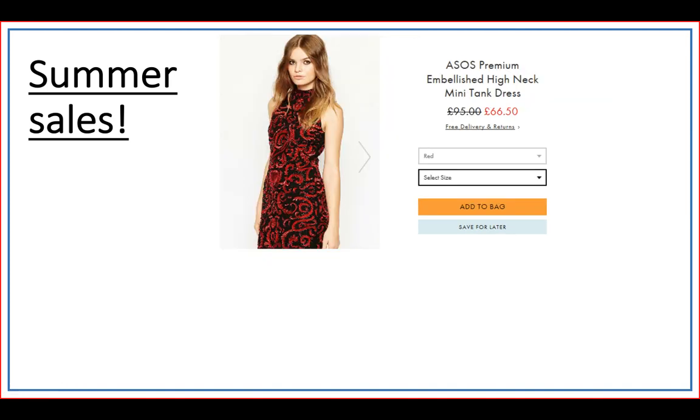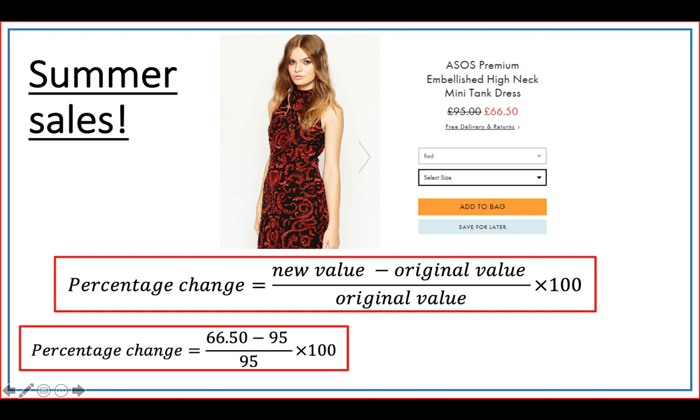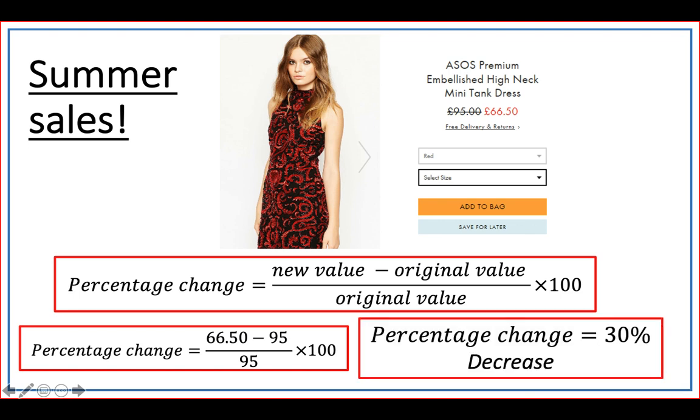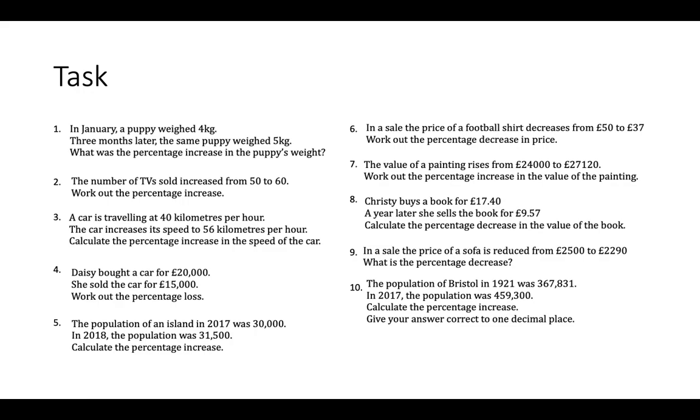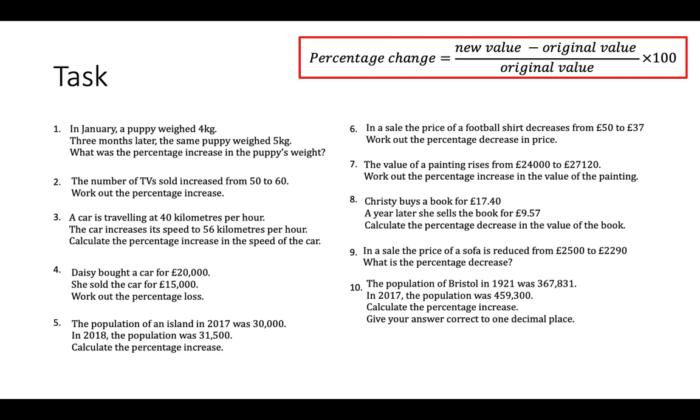Next example, again, you don't have to copy this one down. So there is a dress on sale. It was originally £95 and it is now £66.50. The exact same formula, so we do our new value, which is £66.50, subtract the original value of £95, divided by 95, times by 100, which would give us a percentage change of 30% and we refer to it as a decrease. Okay, so it's a decrease in price of 30%. What I'd like to do is to pause this video and have a go at these questions.